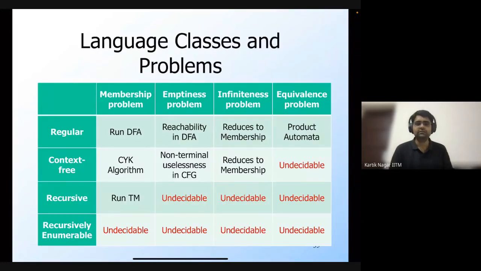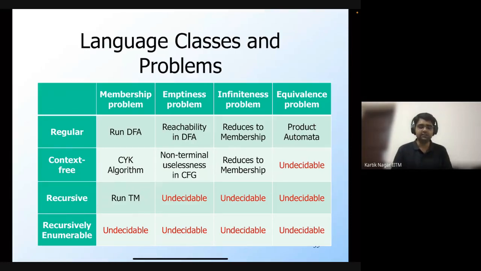Okay, so let's summarize in one table what we have done in the course so far. We have looked at multiple classes of languages, in particular four classes: regular, context-free, recursive, and recursively enumerable.